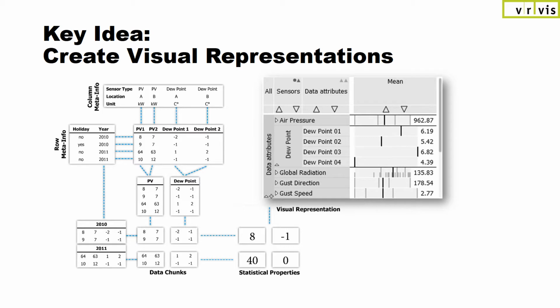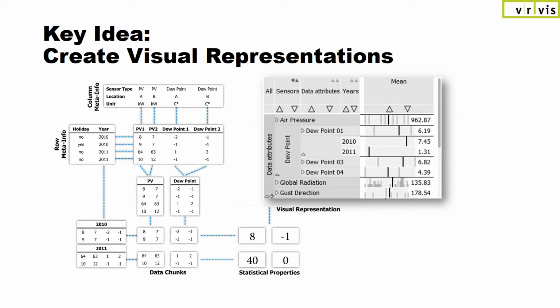By combining the data attributes by their sensor type, the visual space can be used more efficiently. A further subdivision by the year increases the underlying data chunks as seen in the mean column.